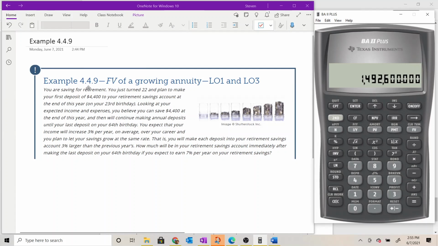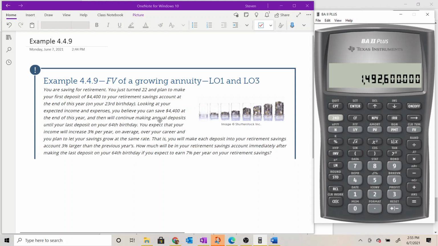Example 4.4.9. This one says, you are saving for retirement. You just turned 22 and plan to make your first deposit of $4,400 to your retirement savings account at the end of this year on your 23rd birthday. Looking at your expected income and expenses, you believe that you can save $4,400 at the end of this year, and then will continue making annual deposits until your last deposit on your 64th birthday.